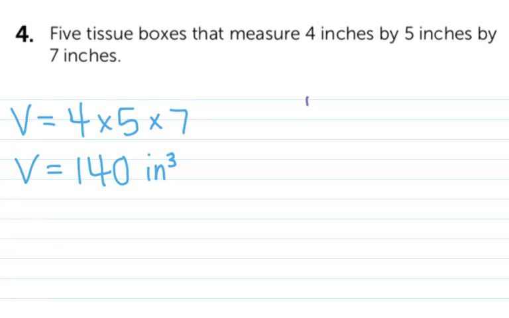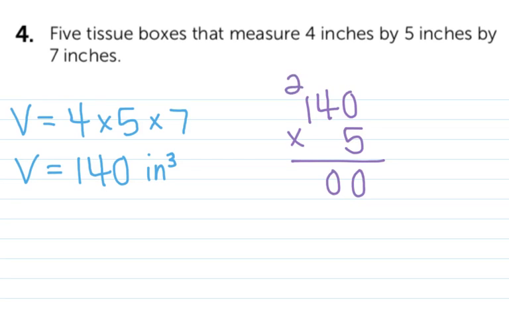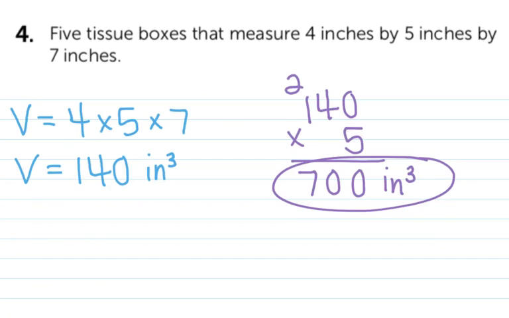So I'm going to do the volume of one tissue box, which is 140, times 5, because I have 5 boxes. 5 times 0 is 0. 5 times 4 is 20. Carry the 2. 5 times 1 is 5, plus 2 is 7. So the total volume for 5 tissue boxes would be 700 inches. 700 inches cubed, or cubic inches. So that would be my final answer. I hope you did okay on that one.